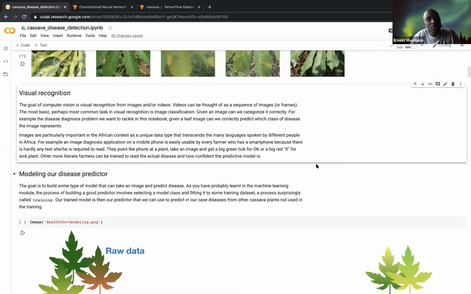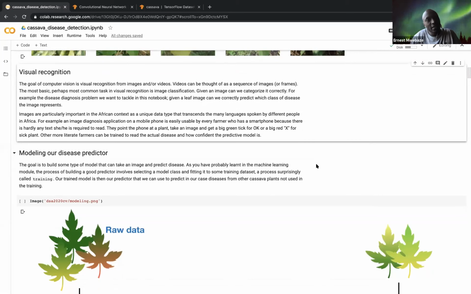And so images, particularly in our context here in Africa, so this is DSA, images are important because they have unique properties. Because we have a multiplicity of languages, there are many languages people speak, it's hard to build an app that is very detailed in text. If you have to do it, for example, in Uganda, where we have maybe about 100 plus tribes, you have to transcribe it in all the different languages for all the different farmers. So you can think of images, it makes it a bit easier.